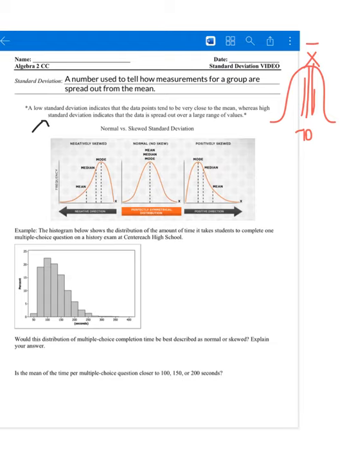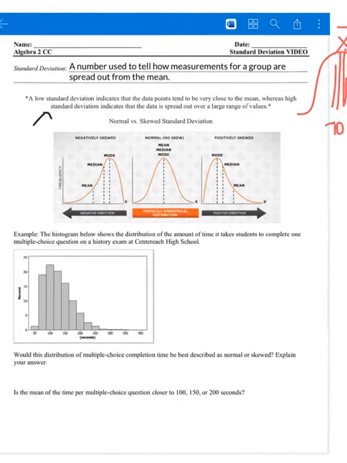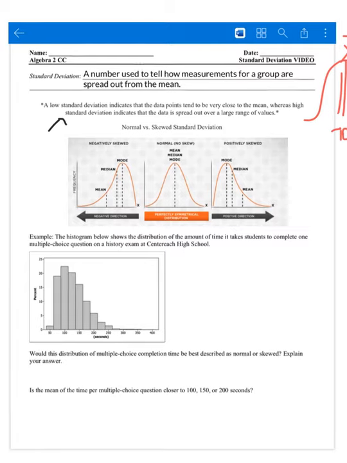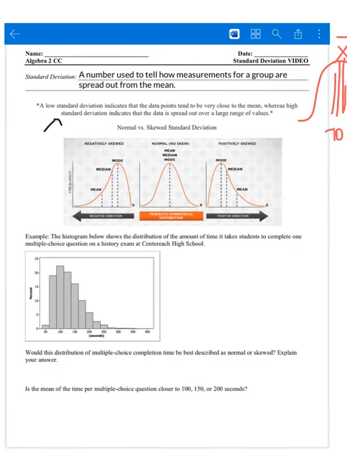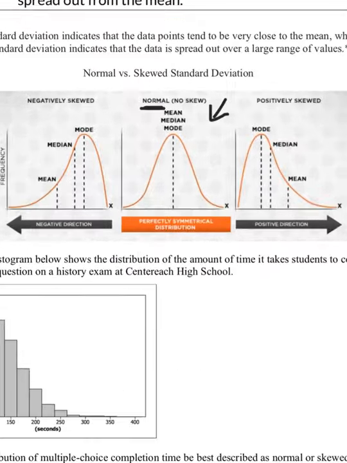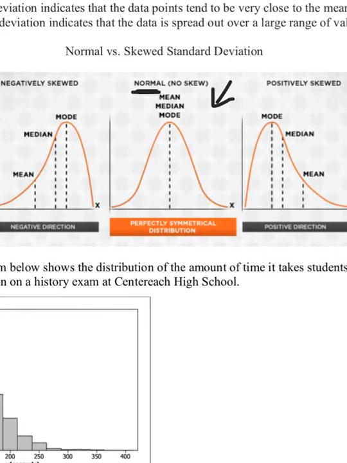Okay, so you could have a normal or a skewed standard deviation. If you look at this chart, not all data is going to be perfect. You don't always see this normal curve in the middle. That's what we want. This is called a normal curve. You might have heard of it as a bell curve. So with a normal curve, there's no skew. The data isn't being skewed anywhere to the left or to the right.